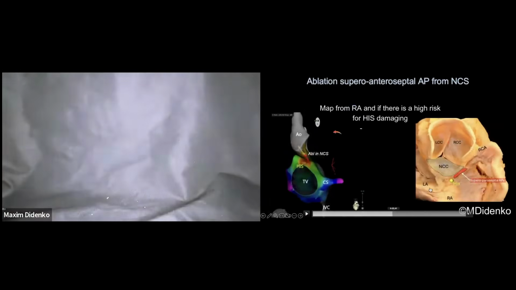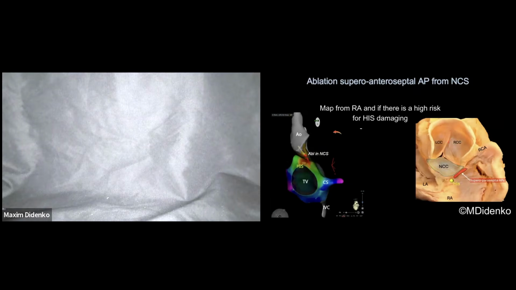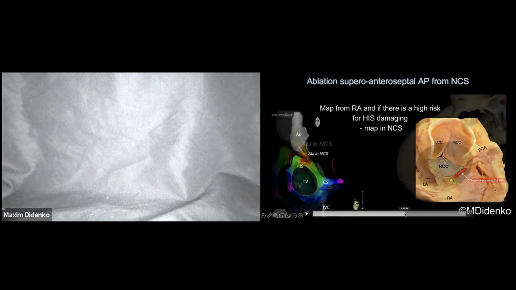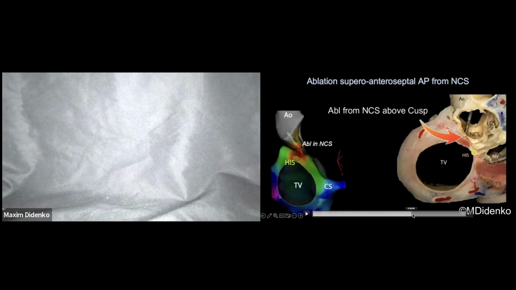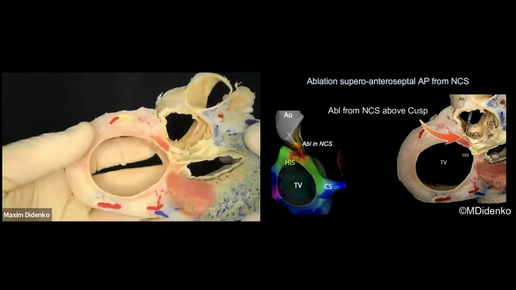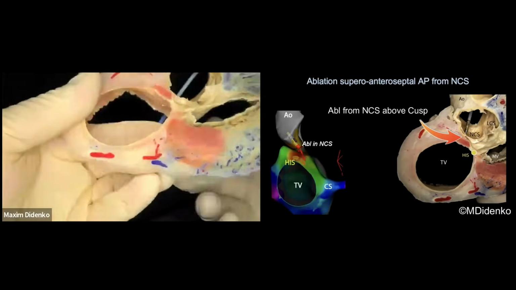And in this case, this is the so-called non-coronary cusp. This non-coronary cusp is located very close to this area here. We can ablate from the non-coronary cusp or from this part of the right coronary cusp, then it will be more on the ventricular side. So you can see here our catheter is located here. I will show you on this specimen how the ablation catheter looks.